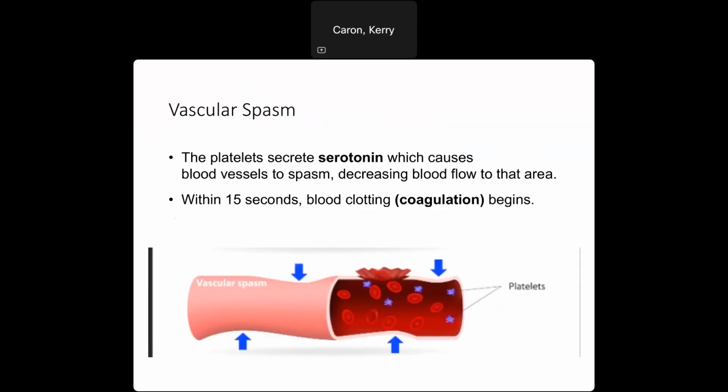Meanwhile, remember that serotonin causes vasoconstriction, causes the blood vessel to spasm, decreasing the diameter. So let's not bring a whole lot of blood over to this wounded area. Well, we don't want to bleed out. We're trying to form that platelet plug. So within 15 seconds, blood clotting, or what we call coagulation, starts to begin.